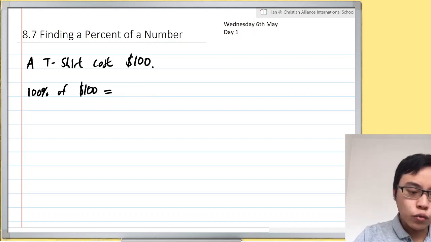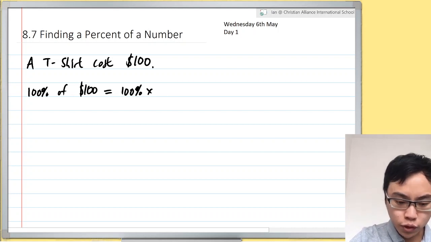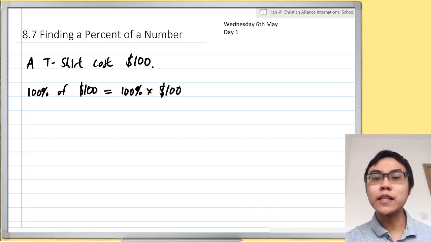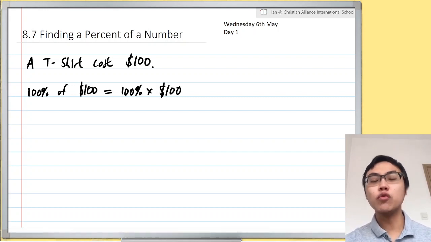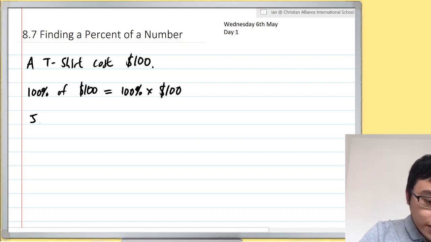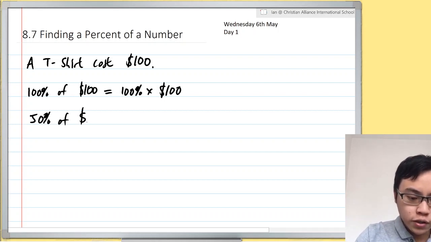It is actually 100% times $100. And if we remember 100% as an equivalent fraction, it is just 1. Or the equivalent decimal will be just 1. 1 times any number is itself. Let's look at another percentage. Let's say we have 50% of $100.